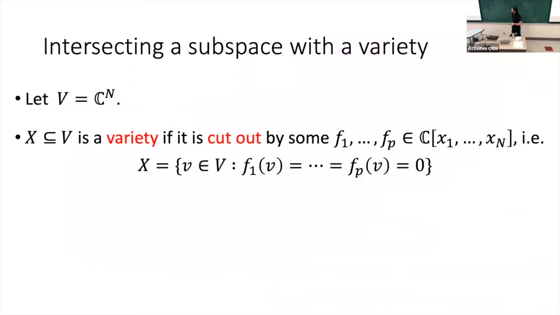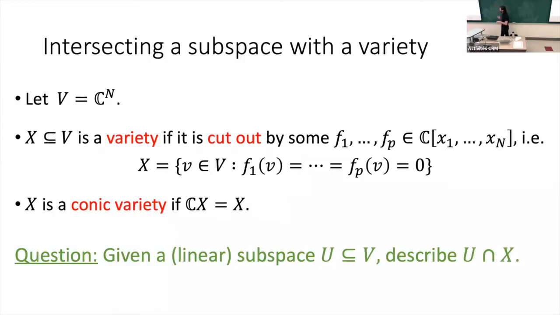All right. So let's talk about varieties. I'm going to let V be C^n. A subset X is a variety if there exist some polynomials for which X is the zero set of those polynomials, and X is a conic variety if it forms a cone. The question is, you have as input these polynomials, and you have this subspace presented to you as a basis, and you want to describe the intersection.